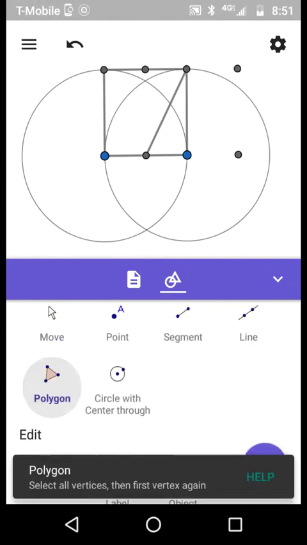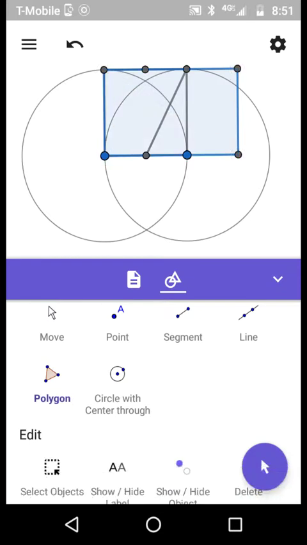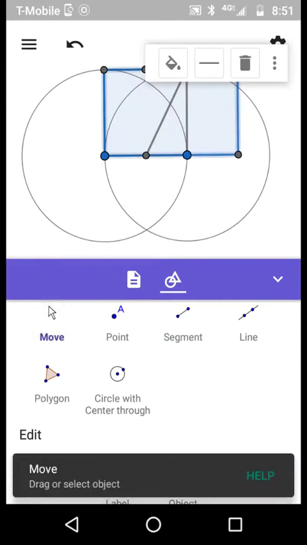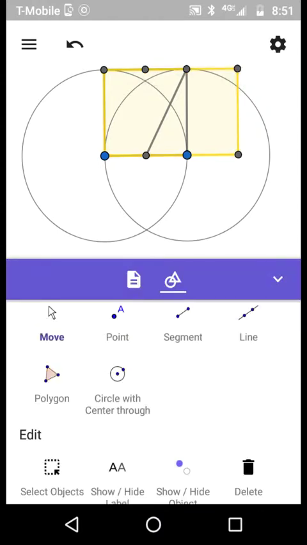I am going to connect the dots and do this whole rectangle right here. All right. So that rectangle then is the golden rectangle. So I'm going to color it gold so you know what it is. Now it's made from a square on its left side and an extra little bit left over.